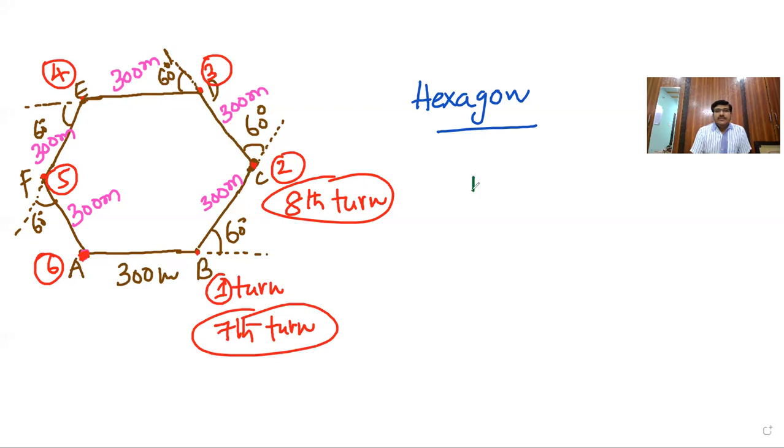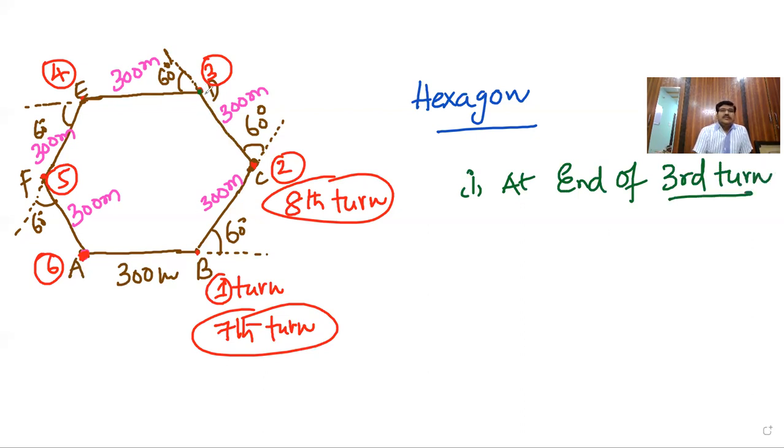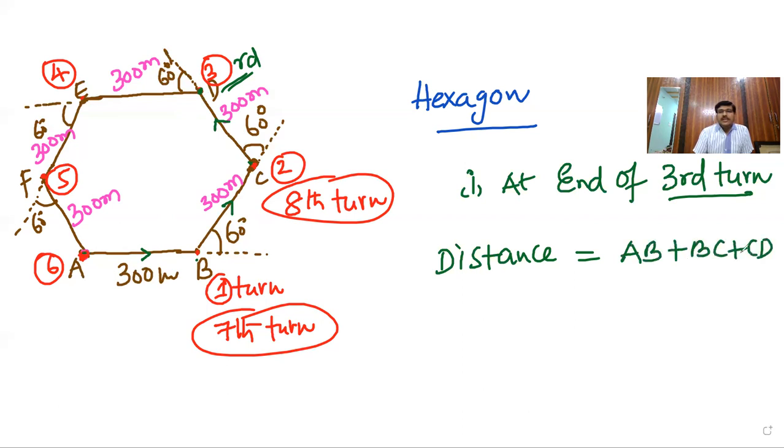Now observe. What is the first question? The first question says at the end of the third term. Where is the third term? This is the third term. At the end of the third. Now distance is required. First one is distance. What is the distance from the initial point: path length AB, BC, and C up to the D point. The third turn is the D point. Up to the D point, the path length traveled is AB, BC, CD. So AB plus BC plus CD. That means 300 plus 300 plus again 300. So 900 meters is the distance. Only path length, only simple addition, A up to D.